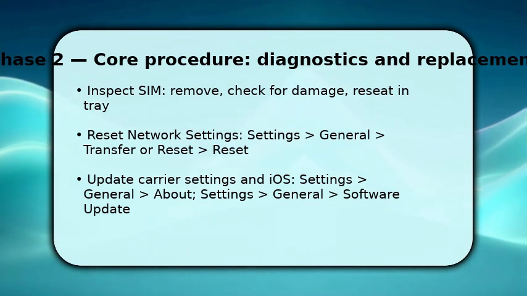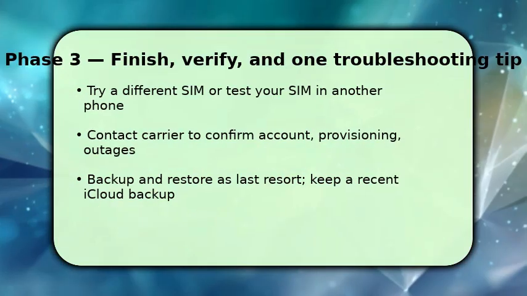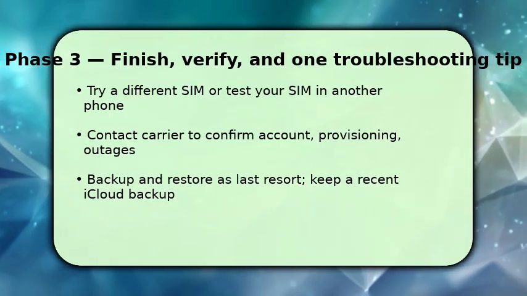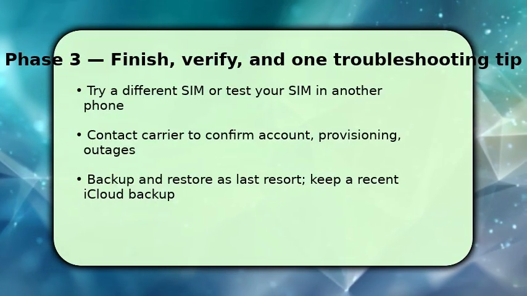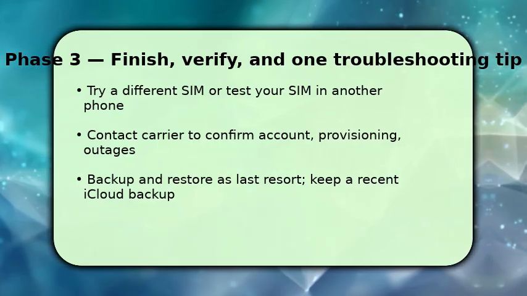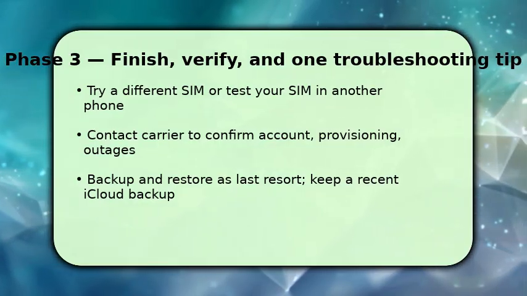Finish with targeted troubleshooting. Test the SIM in another phone or insert a known working SIM into your iPhone to isolate hardware versus account problems. If the SIM works elsewhere but not on your device, schedule a Genius bar or authorized repair. It could be the antenna or SIM reader.